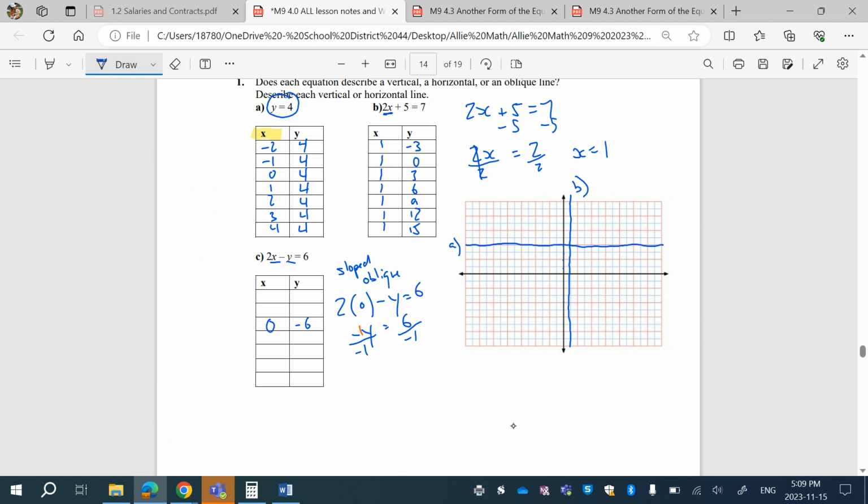And then if we put a 0 into the y, we get 2x, subtract 0 equals 6. So 2x equals 6. Divide by 2, divide by 2. We get x equals 3. So when y is 0, x is 3. And then you can see a little pattern.